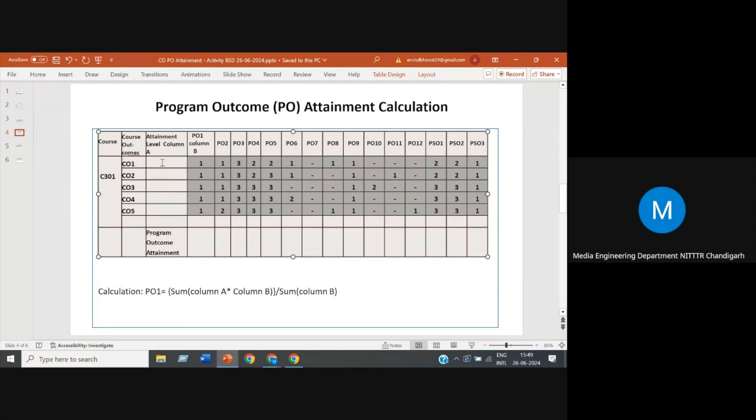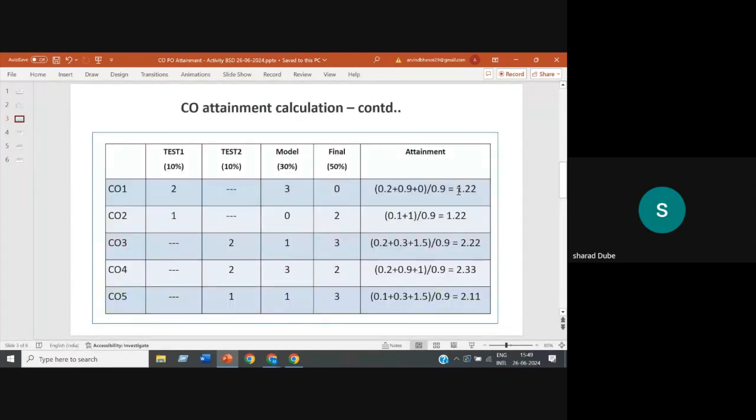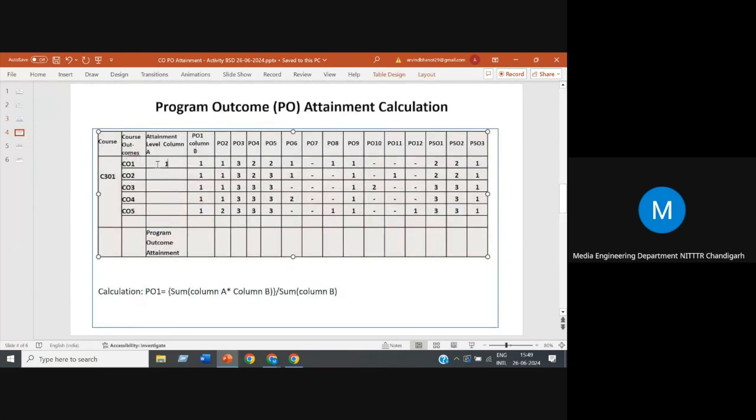So here in this column, we have to enter those values which we have calculated on our previous slide. What was the attainment of CO1 here? 1.22. So we'll write 1.22, right? What is the attainment of CO2? 1.22. Same, right? CO3, 2.22. CO4, 2.33. CO5, 2.11, right?